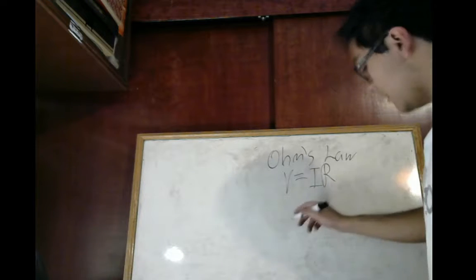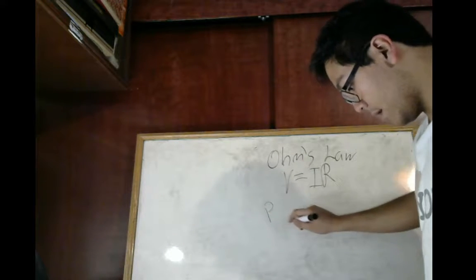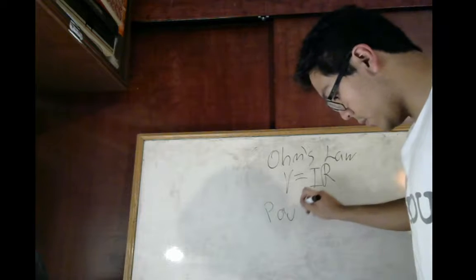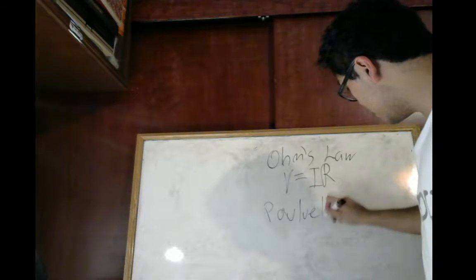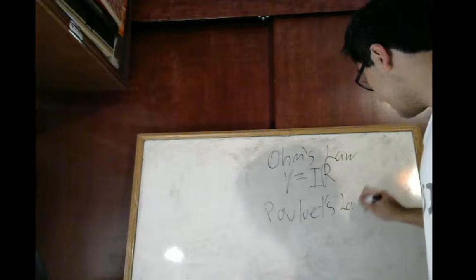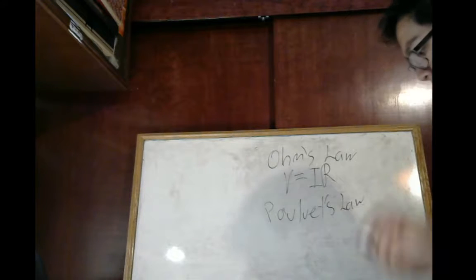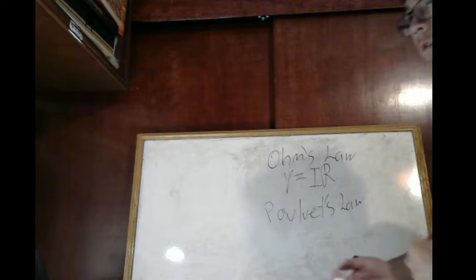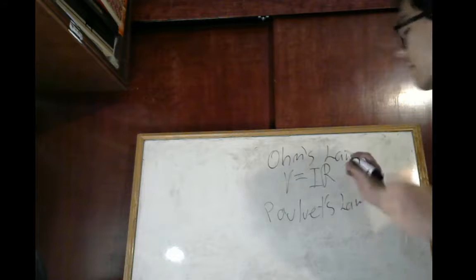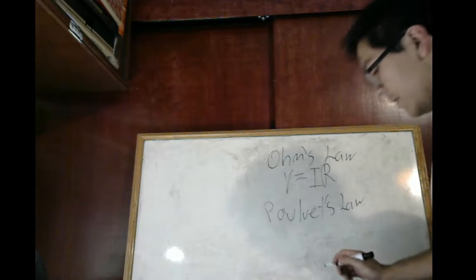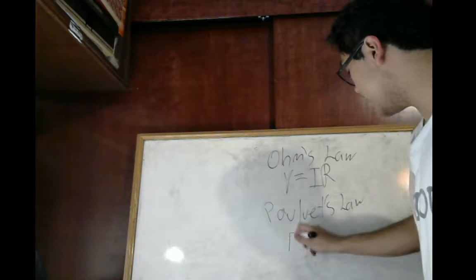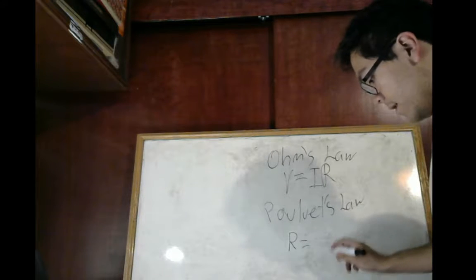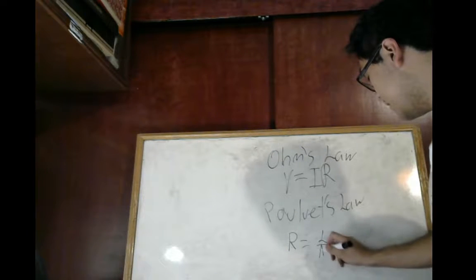It is called Pouillet's law. Right. Perfect. Now, what does Pouillet's law let you do? Well, it lets you calculate the resistance of something, right? And it's given by the resistance is equal to the length divided by the area times the resistivity.